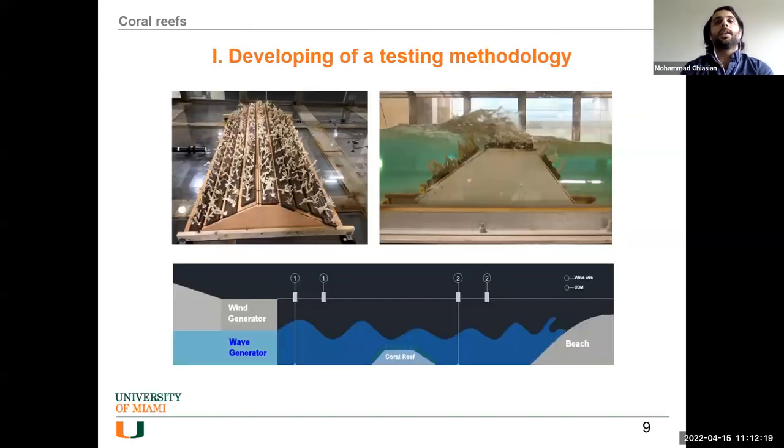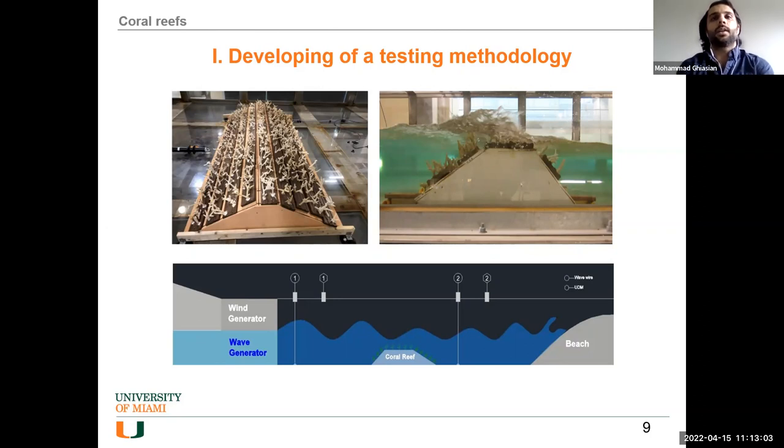Therefore, our research was done through experimental testing in the SUSTAIN facility in order to experimentally quantify these parameters and come up with the idea of how to quantify these effects, using the wave energy dissipation and incorporating it into the design of these coral reef structures. So first of all, we developed a testing methodology. At first, we built a coral reef structure from a scaled model of a prototype project in South Florida. We added staghorn corals on the top of the model.